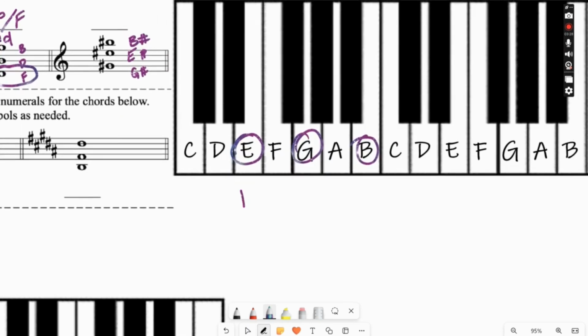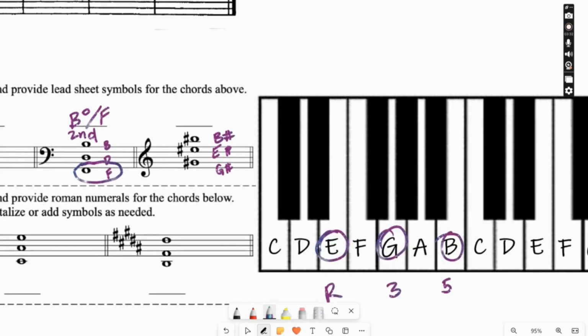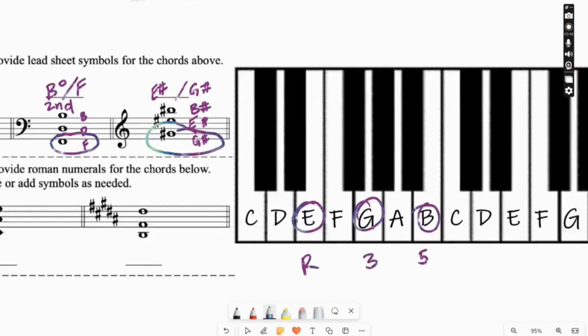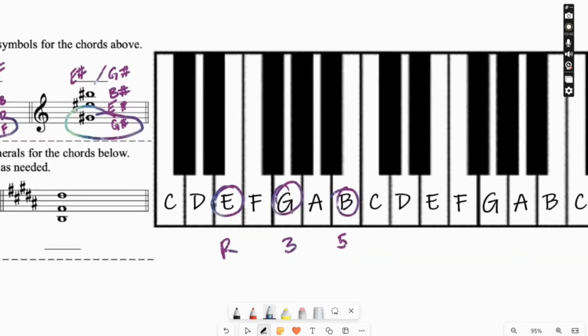So that means this is our root, third, and fifth. So I know E sharp is my root, and now I need to figure out the chord quality. But before I do that, I can already see that I need to write slash G sharp because G sharp is in the bass and it is not the root, E sharp.